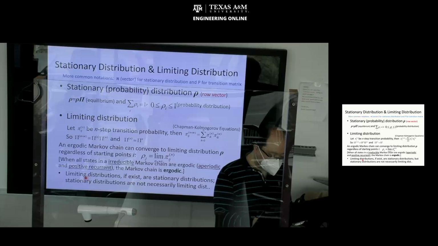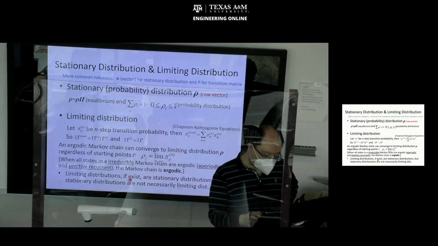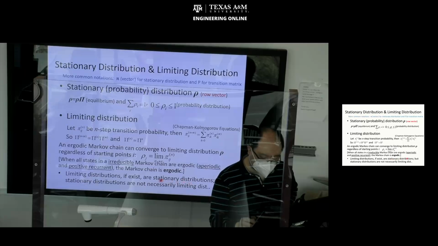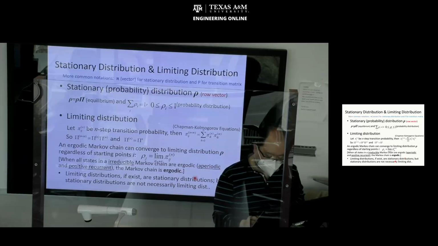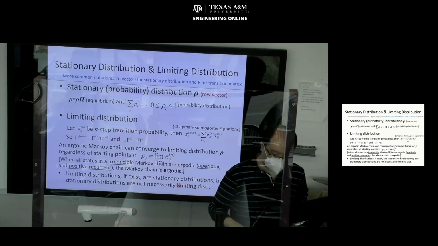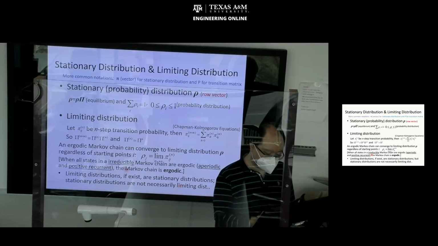If the limiting distribution exists, then it is a stationary distribution. But stationary distributions are not necessarily limiting distributions all the time. So there's a difference, and we need to consider ergodicity.